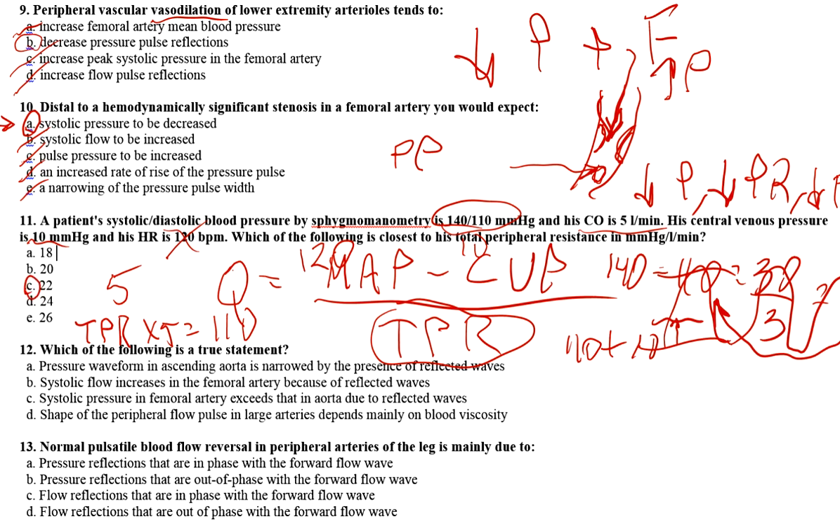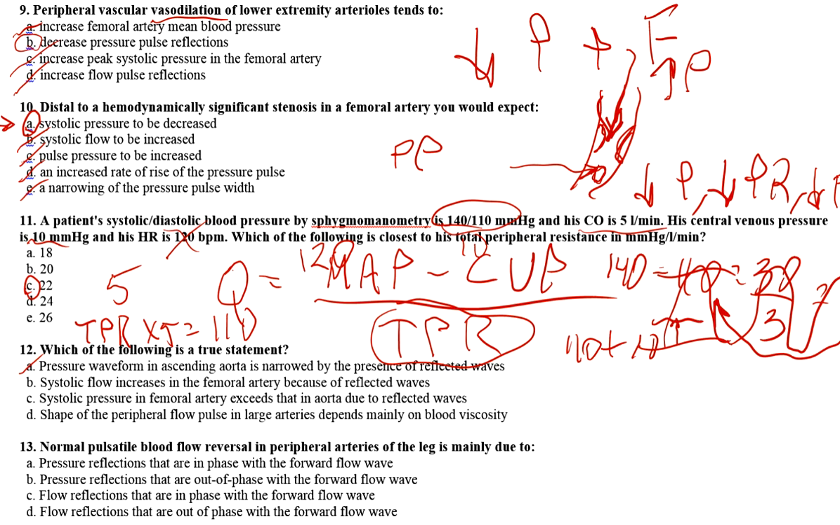Okay, number 12. Which of the following is a true statement? Let's go through them. Pressure waveform in ascending aorta is narrowed by the presence of reflected waves. I don't think that's true. If you remember the pressure waveform, it does narrow, but it narrows distally. The further away from the aorta that you go, the pressure waves start to narrow. The flow waves narrow in the aorta, I think. But either way, A is not right.